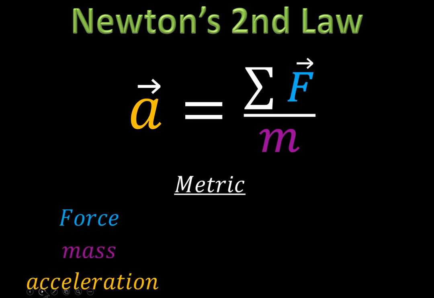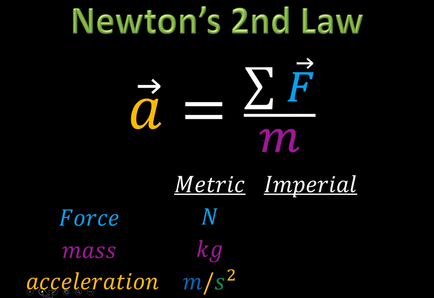So for your metric units, force is in newtons, mass is in kilograms, acceleration is in meters per second squared. If we're looking at the imperial, the English, force is in pounds, mass is in slugs, and your acceleration is feet per second squared.